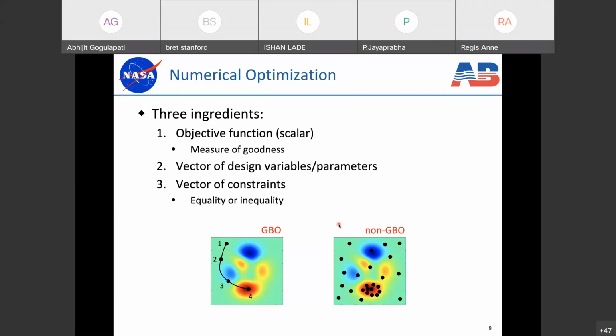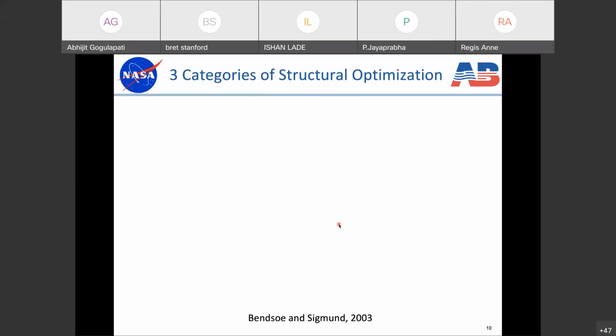Okay, so that was kind of an overview of numerical optimization in a nutshell. Probably information you have already heard so far this week, and will continue to hear for the rest of the week. So now I wanted to drop down a level and talk about a subset of optimization, which is structural optimization. Structural optimization, also known as structural synthesis, has three categories: sizing, shape, and topology optimization.